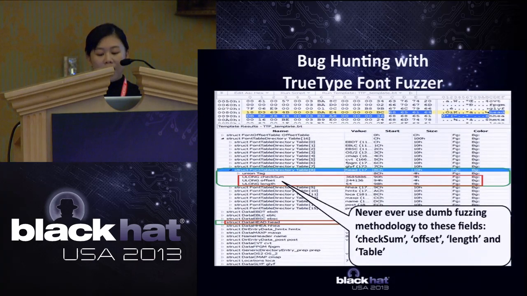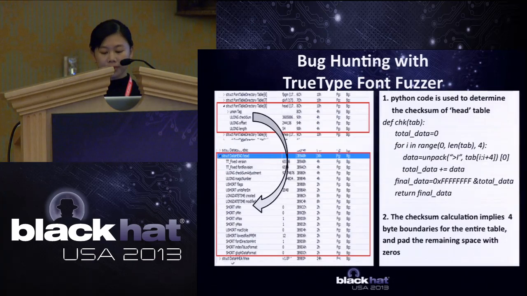For the TrueType font fuzzer, please remember to never use a dumb fuzzing methodology to do byte flipping for these four fields: checksum, offset, length, and table. Checksum calculation is very important in order to verify a font table. If the checksum value is wrong, it means the font file will be corrupt and the fuzzing process will fail. And the Python code in this slide represents the calculation of the checksum value for the data section while doing the byte flipping fuzzing process.